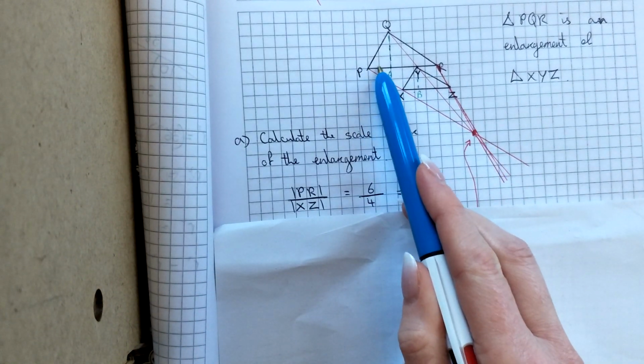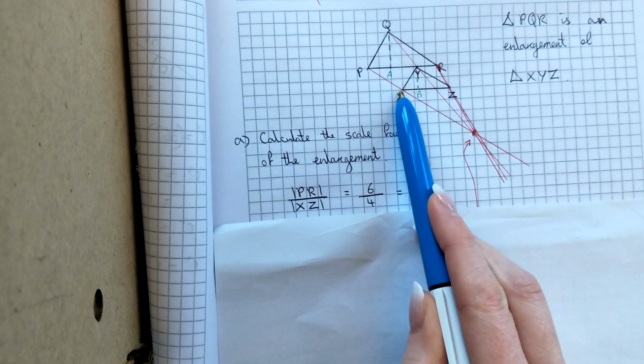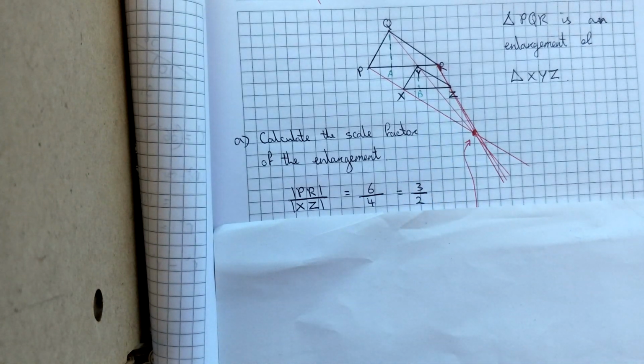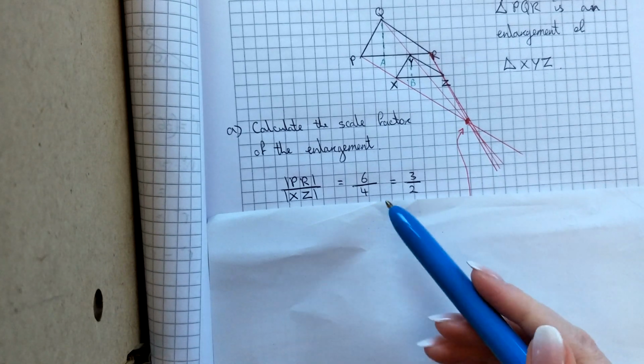So we can see here that's 6 units, 1, 2, 3, 4, 5, 6 across, over 1, 2, 3, 4 across. That's where we get our 3 over 2. You could also call that 1.5. Alright, so that is our scale factor.